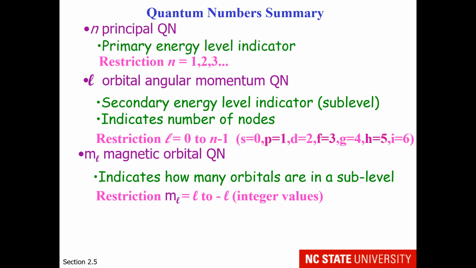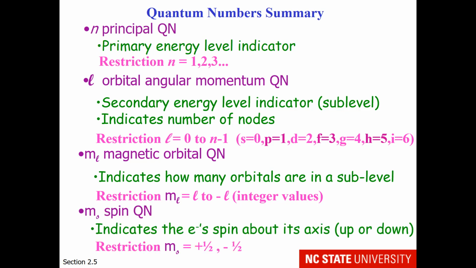M sub L is the magnetic orbital quantum number. This tells how many orbitals are in a sublevel and an indication of how they're oriented in three-dimensional space. The restrictions for M sub L are that it can be anywhere from positive L to minus L in integer values. M sub S is the spin quantum number. It indicates the electron's spin about its axis, whether it is up or down, and can have values plus 1/2 or minus 1/2.